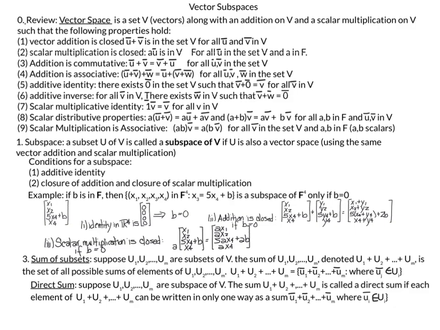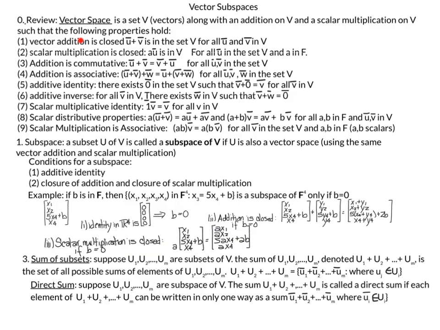The first thing we'll do is review what it is to be a vector space. Remember, a vector space is a set of vectors along with an addition operation on the vectors and a scalar multiplication where we have a scalar multiplying a vector. And these are the properties that need to hold in order for the set of vectors with the two operations to be a vector space.